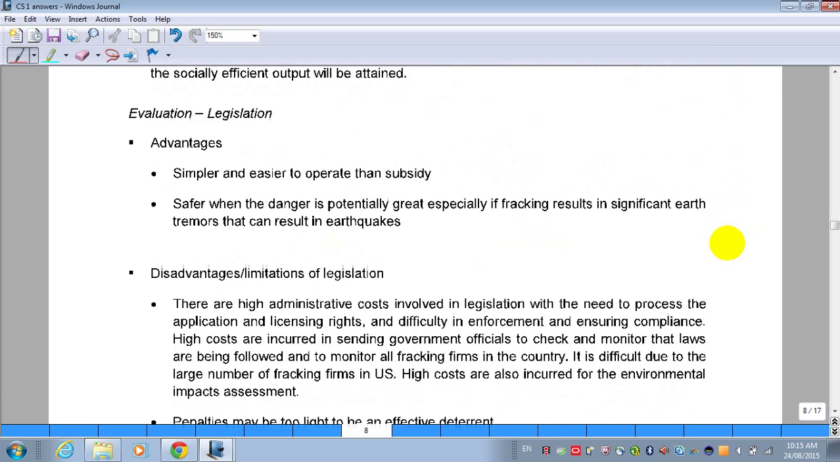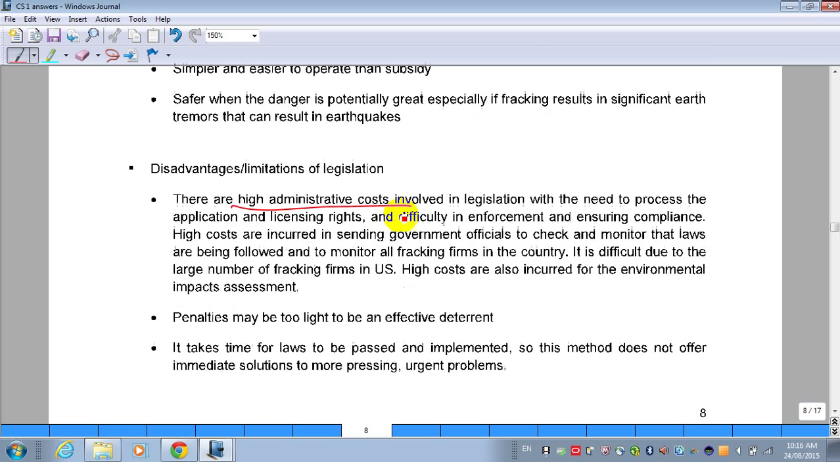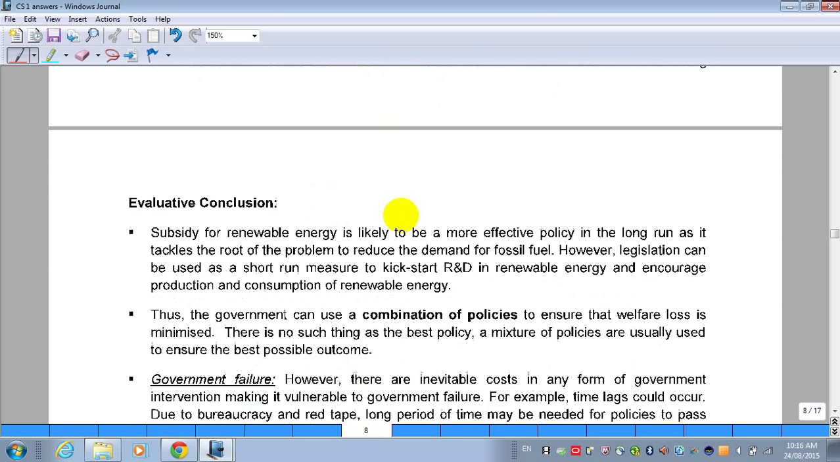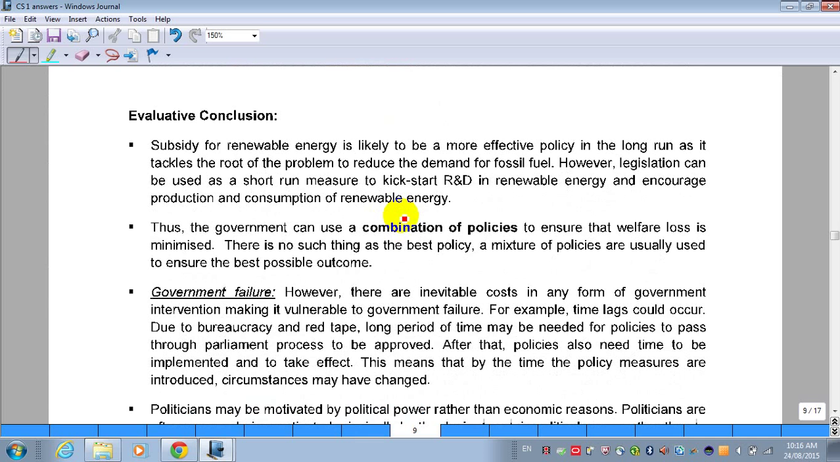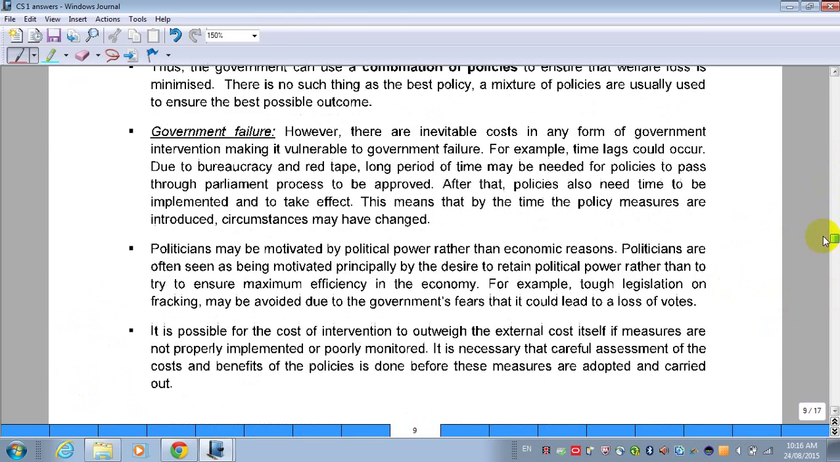And of course, you give me the evaluation of legislation, which can include high administrative costs, okay? There are so many fracking firms in the country, right? It might incur a lot of high admin costs to track that everyone is indeed keeping to the law. So for this question, you just need to give me two policies. And I think for the overall evaluation, you need to answer the question. The question is about the most appropriate policy option, which means that at the very end, you need to provide me a judgment on which one you think could be the best.